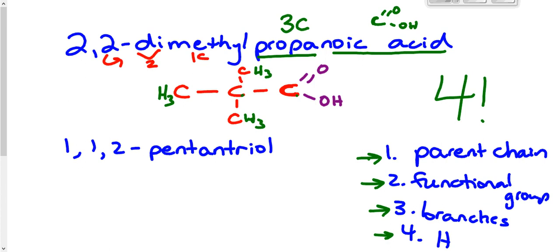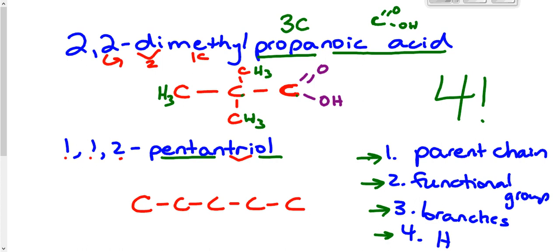Let's look at the bottom example, 1,1,2-pentanetriol. I see the ol and know that I have an alcohol group. Pentane tells me it's based on a 5-carbon chain. The parent chain is 5 carbons, 1, 2, 3, 4, 5. I have 3 hydroxide groups, triol. Tri meaning 3, ol meaning hydroxide groups. Where do I put them? I will put them on carbons 1, 1, and 2.